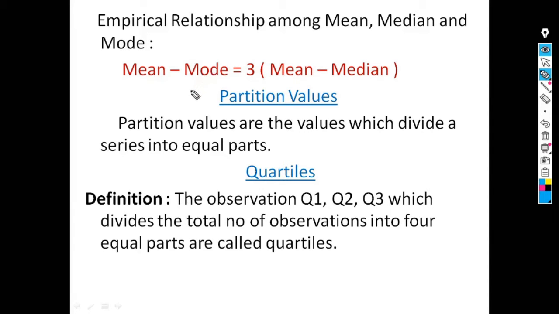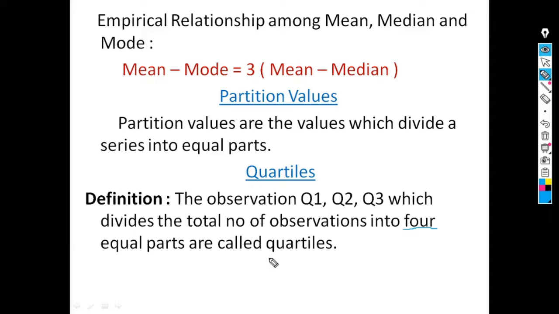After that we saw partition values. Partition values are the values which divide the series into equal parts. Then we saw our first partition value is quartile. The definition of quartiles: the observations Q1, Q2, Q3 which divide the number of observations into 4 equal parts are called the quartiles. So there are 3 quartiles Q1, Q2 and Q3.